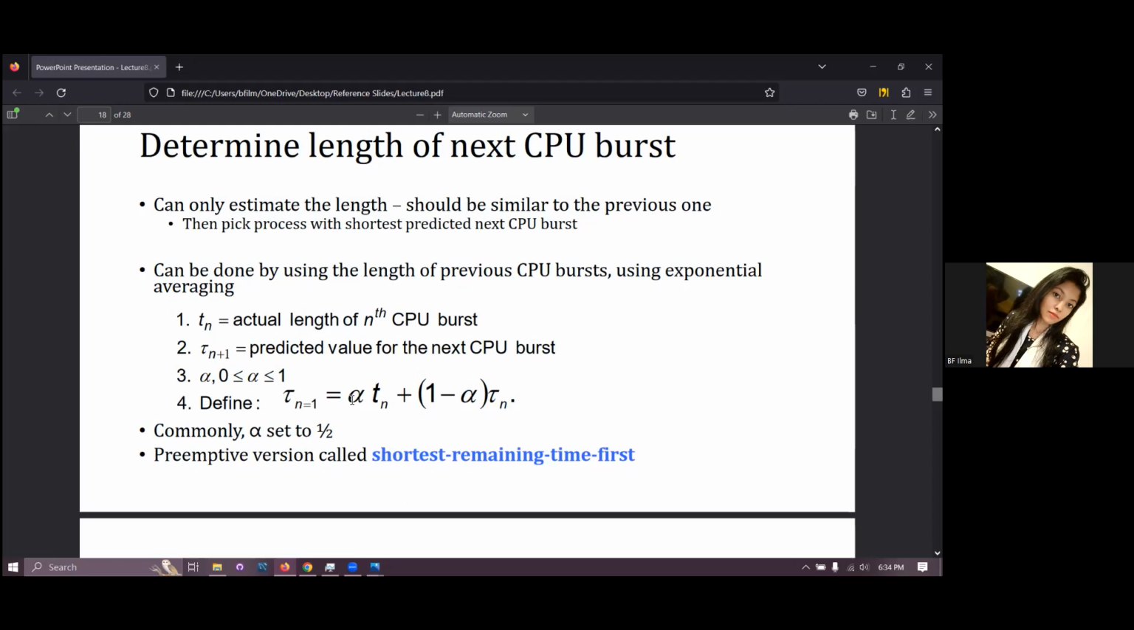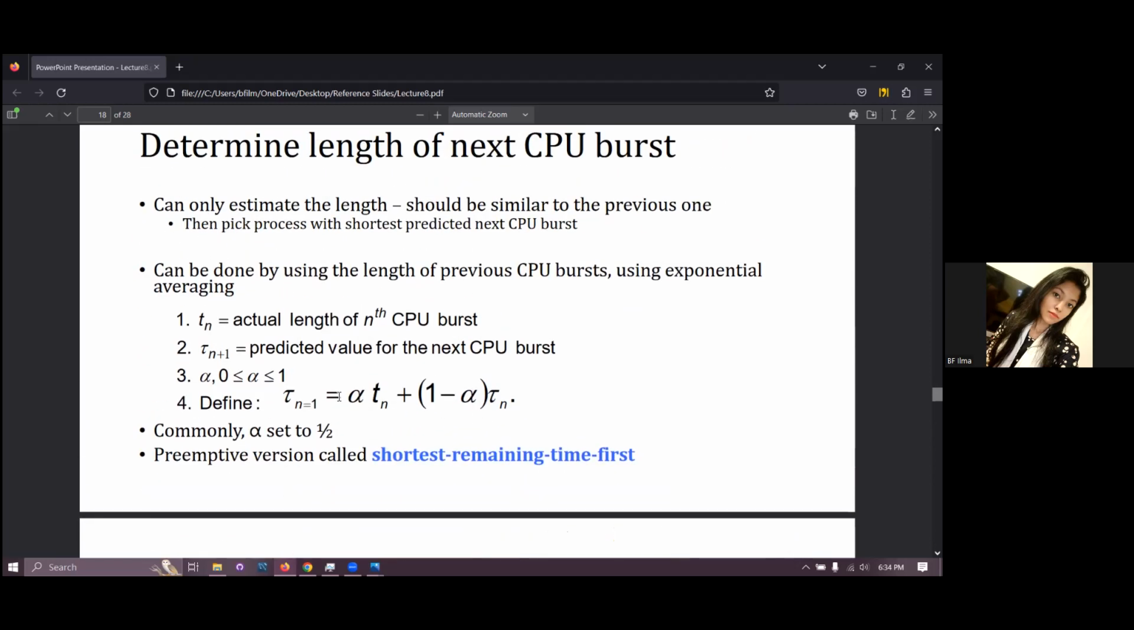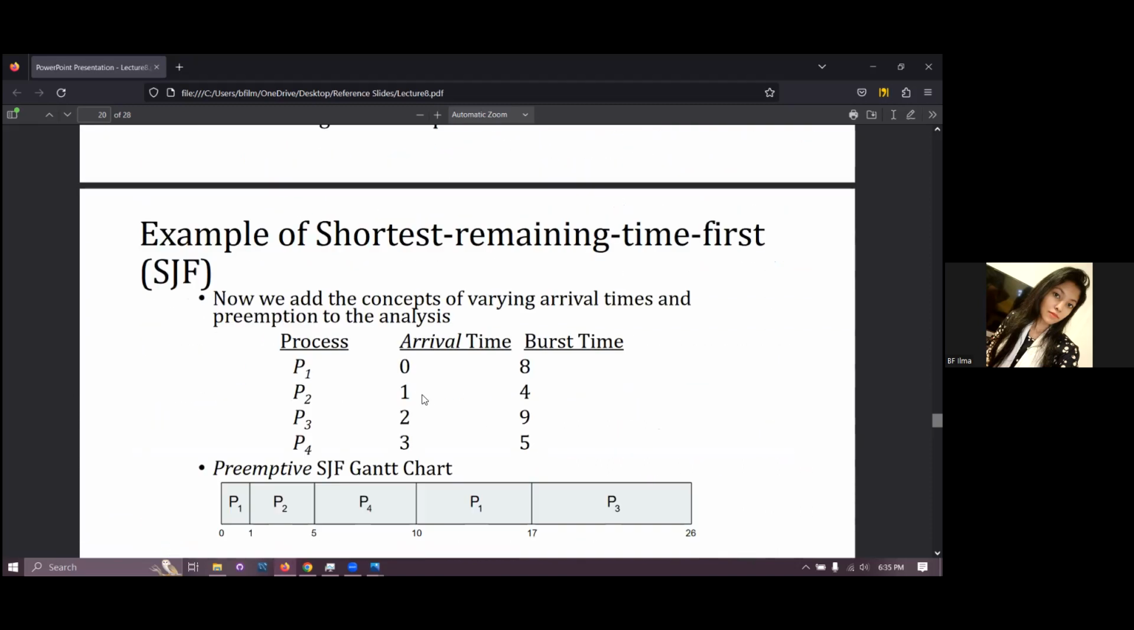If alpha is 0, then the first term becomes 0. So then we don't consider the recent data or all measured data. We just assume a constant time. So the next burst cycle is actually equal to the previous burst cycle. So alpha is usually taken as half, which means we are giving equal importance to the two terms. So yeah, that is the SJF.